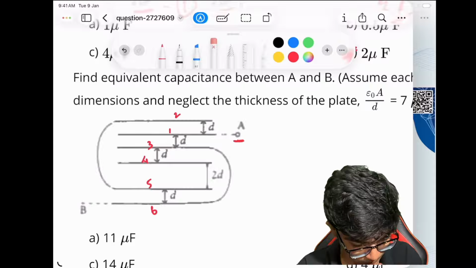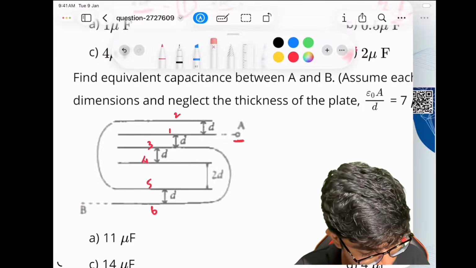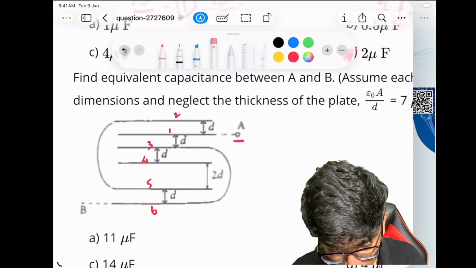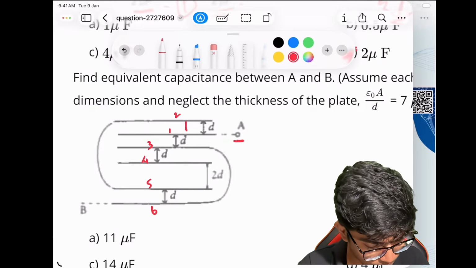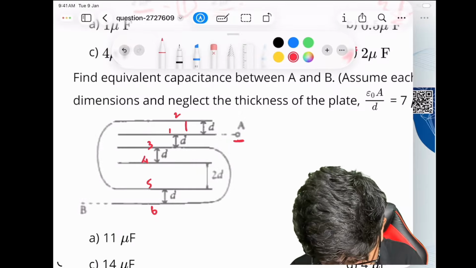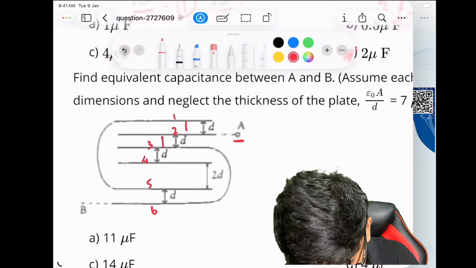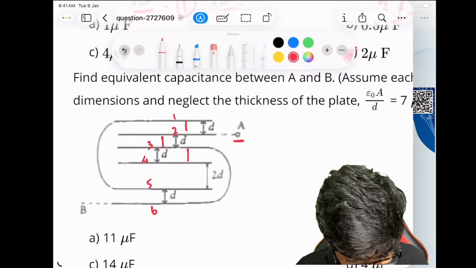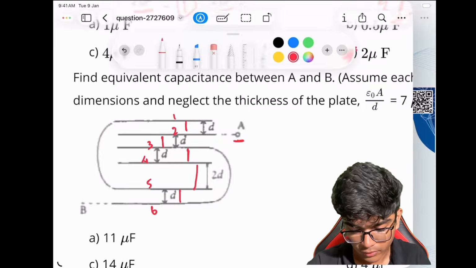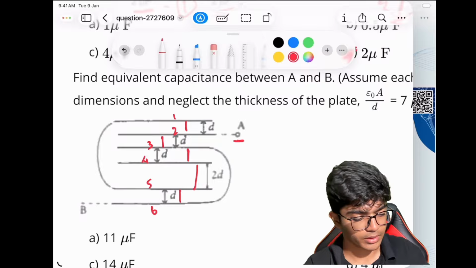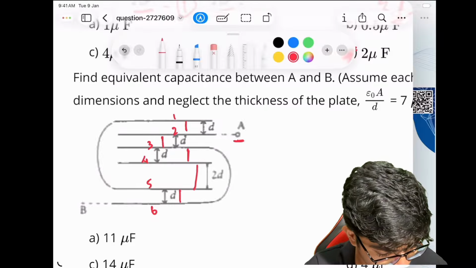Okay, fine. Now we need to find the capacitors. Okay, now there are plates 1 and 2, right? This is a capacitor. Okay, 2 and 3, this is a capacitor. 3 and 4, this is a capacitor. 4 and 5, this is a capacitor. 5 and 6, this is a capacitor. So we have 1, 2, 3, 4, 5 capacitors. Fine.